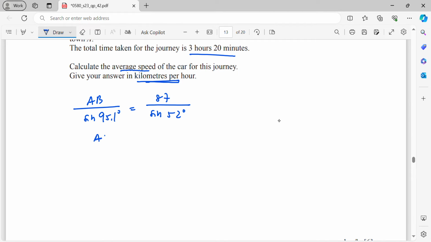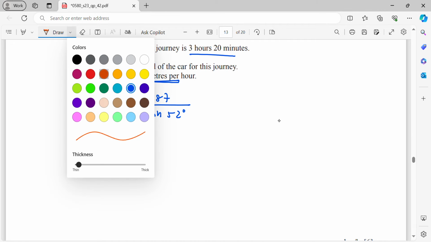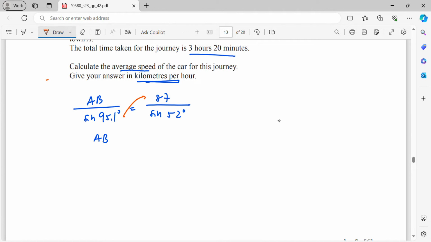Therefore, my AB, I will just move up my sine 95.1 degrees. So this is going to be 87 over sine 52 degrees times sine 95.1 degrees. Then you will be getting 109.9675. So I give more decimal places here because this is not my final answer. It's just the working. Okay, this is in kilometers.